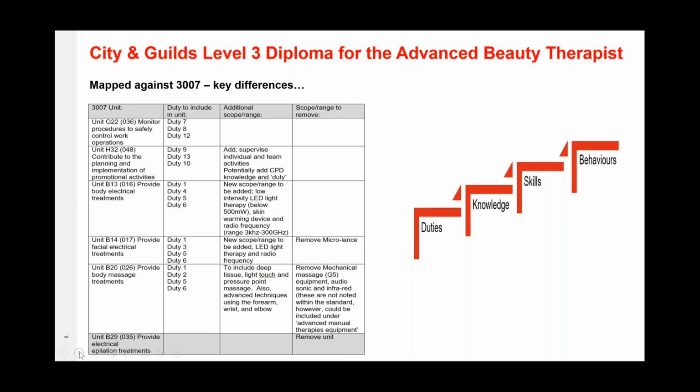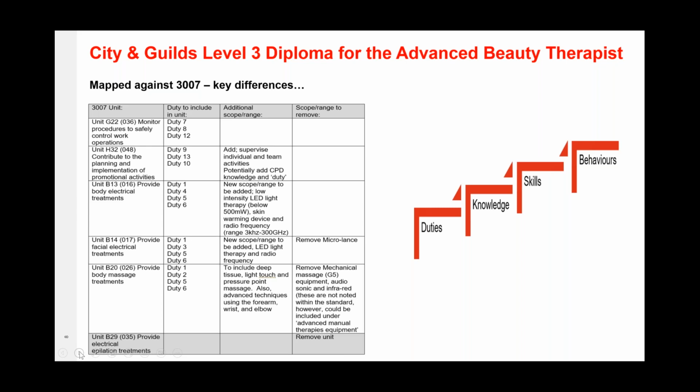So the introduction of the low intensity LED light has been brought in to both the body and facial treatments and electrical treatment units. Skin warming devices have been included for the body and radio frequency, and also radio frequency for the body. We've also seen the introduction of light touch massage, pressure point massage, and also those advanced techniques in the use of the forearm, the wrist and the elbow that we've recently seen in the introduction and the development of the technical qualifications that we launched about 5 years ago.